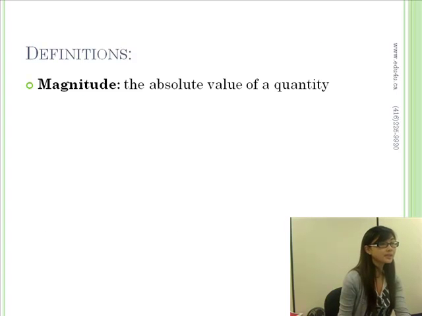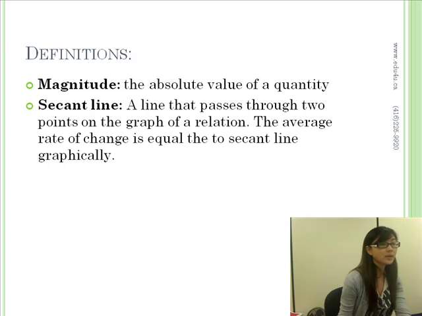The definition of a magnitude is the absolute value of a quantity. And the secant line is a line that passes through 2 points on the graph of a relation. On the graph, the average rate of change is equal to the slope of the secant line.